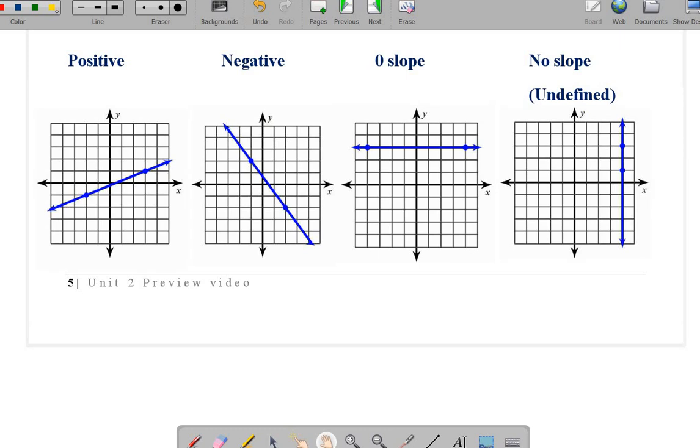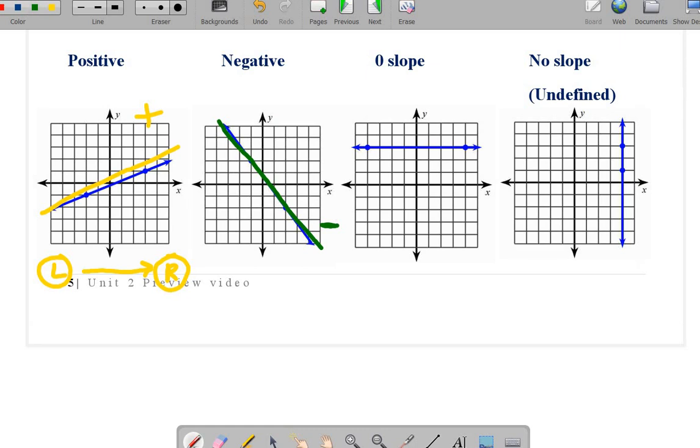Now we read graphs from left to right. So reading from left to right, if the line is going upwards, that's a positive slope. Reading from left to right, if it's going downwards, that's a negative slope.